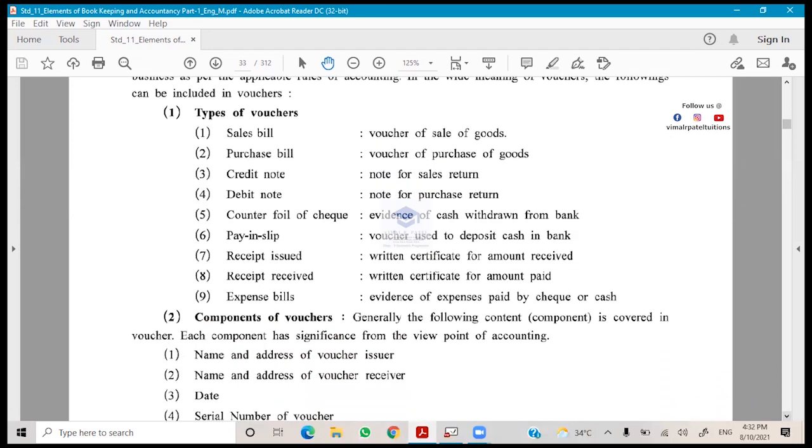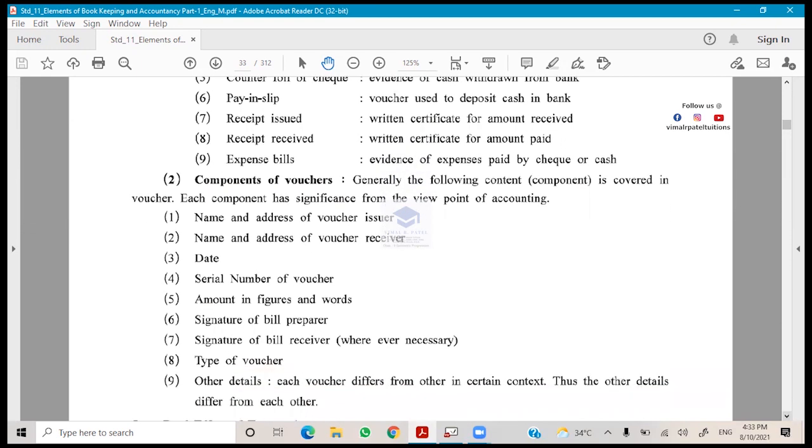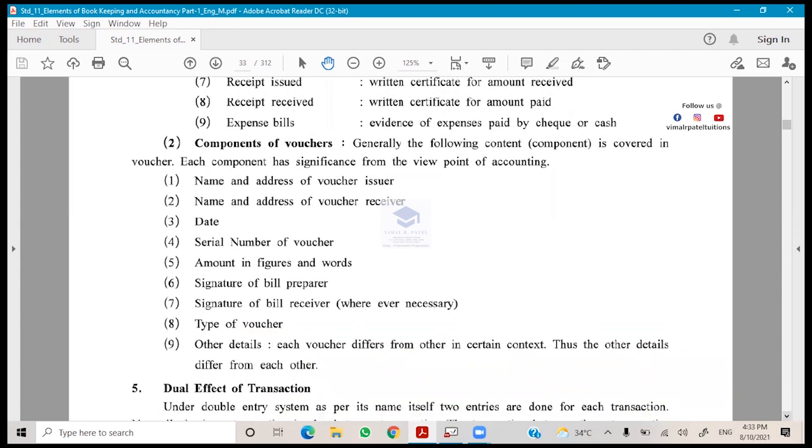Then components of voucher. In voucher, basically name and address of voucher issuer or voucher maker, then name and address of voucher receiver, date, serial number, amounts in figures, amounts in words, like 500 rupees, then 500 rupees only, signature of preparer, signature of receiver, type of voucher, other details, and sometimes revenue stamp is also attached.